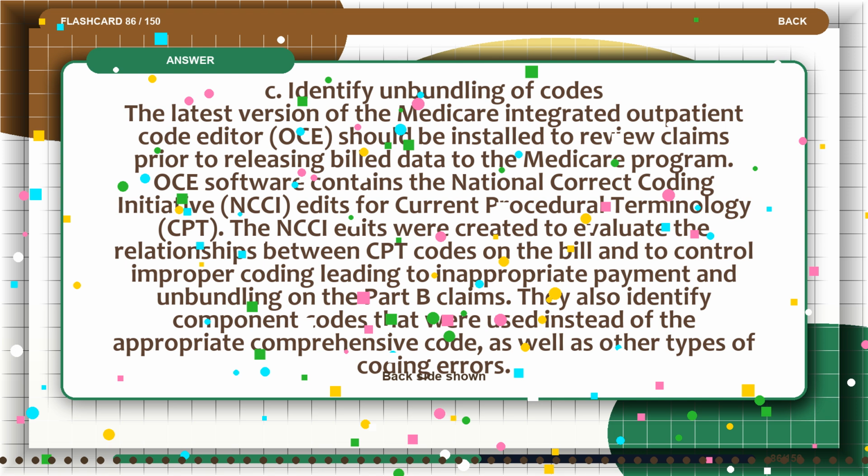The NCCI edits were created to evaluate the relationships between CPT codes on the bill and to control improper coding leading to inappropriate payment and unbundling on the Part B claims. They also identify component codes that were used instead of the appropriate comprehensive code, as well as other types of coding errors.